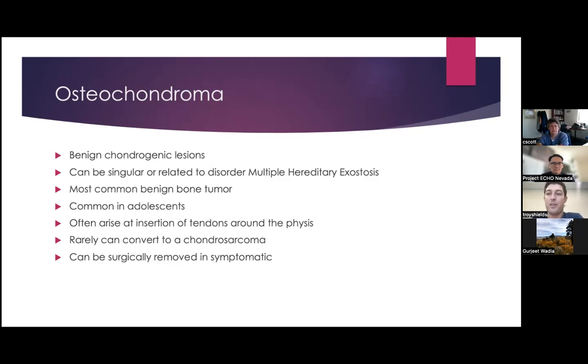Osteochondroma, another big one that's typically seen probably in the primary care field. It can be a singular lesion, or it can be related to a genetic disorder, multiple hereditary exostoses. So that's when you have several of them. Most of them are around the knee. It is the most common benign tumor, usually noticed first in adolescence because it is associated with the growth rate. So when you get these big growth spurts, the lesion gets bigger and they become more symptomatic.